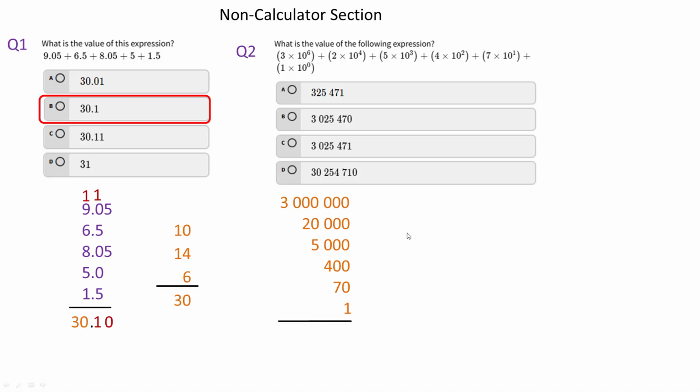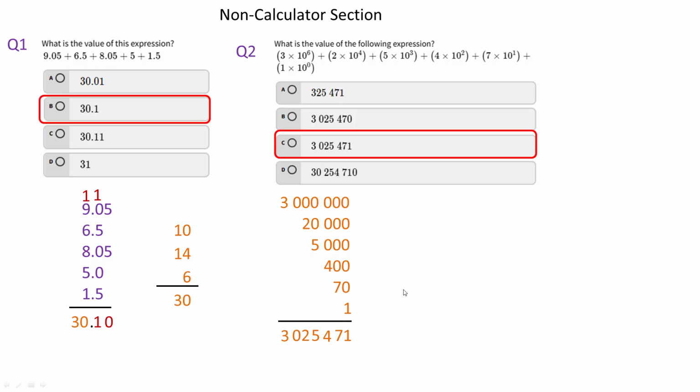And if we add all that up, there's only one non-zero digit in each column. So 0, 0, 0, 0, and 0 and 1 adds to 1. And then 4 zeros and 7 add to 7. This is going to be 4. This is going to be 5. This is going to be 2. And of course, there's only 0 here. And then we bring the 3 down. So it's 3,025,471, which of course is answer C.